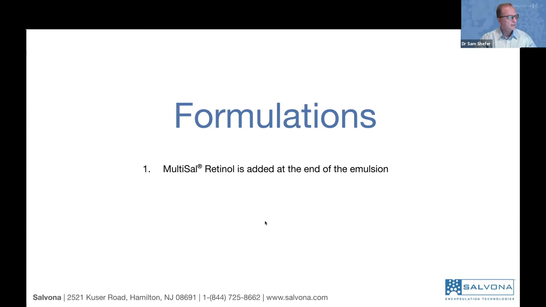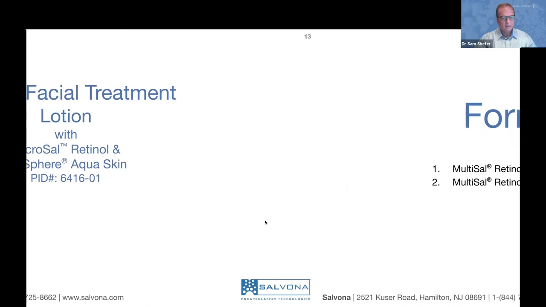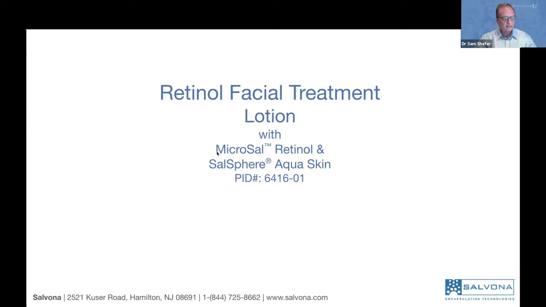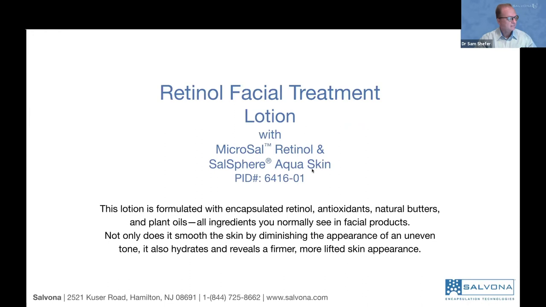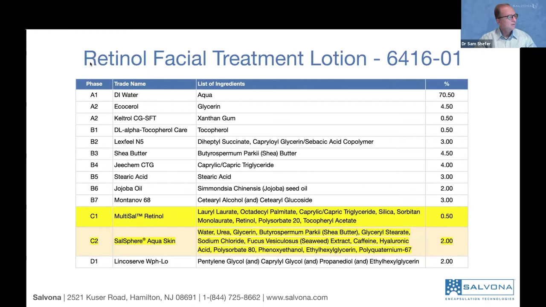Okay, so the first formula will be a retinol facial treatment. It's a lotion, and it contains two technologies, the retinol and SunSphere AquaSkin. And here is the formula. So the number of the formula is 6416. And what is it that you should pay attention to? And I will show you exactly how to formulate it. But first I go through the list of the ingredients.